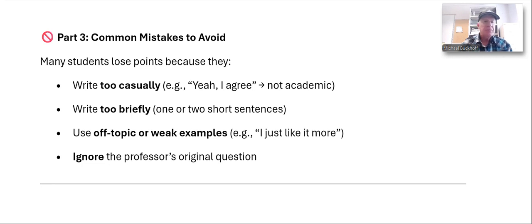The next one, use off-topic or weak examples. If you say something like, well, I just like it more, I just like it better. It has better advantages, but you don't state what they are. Or you ignore the professor's original question. Remember, do not make these common mistakes.